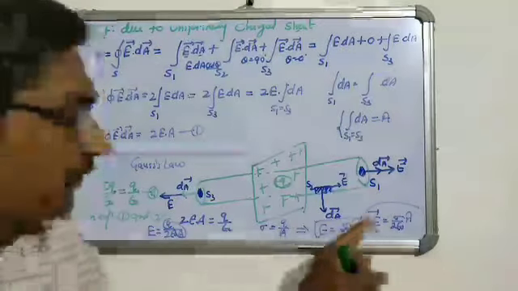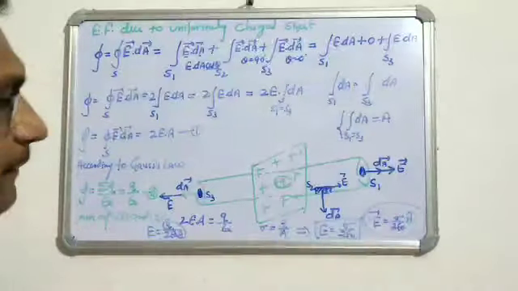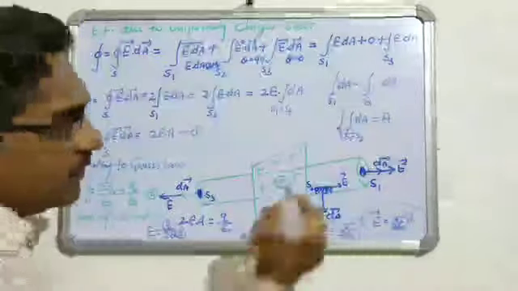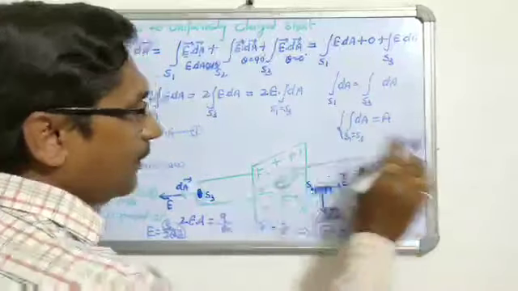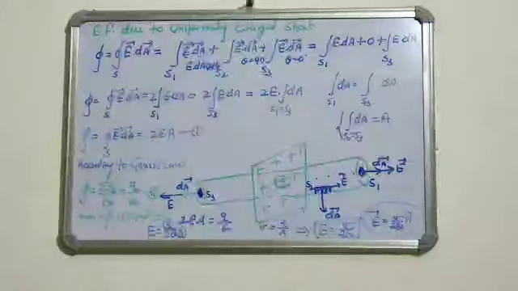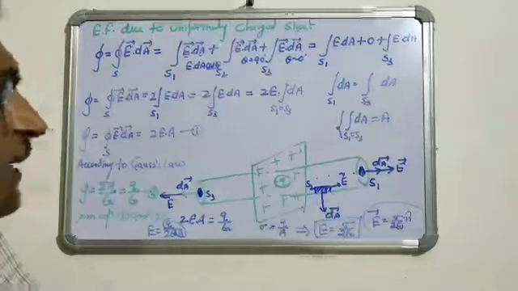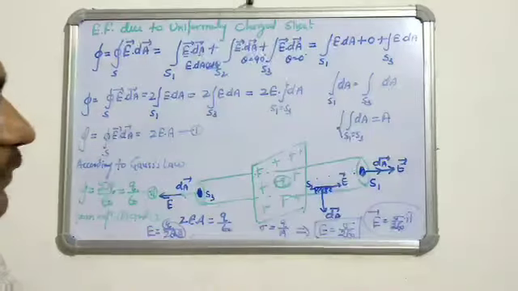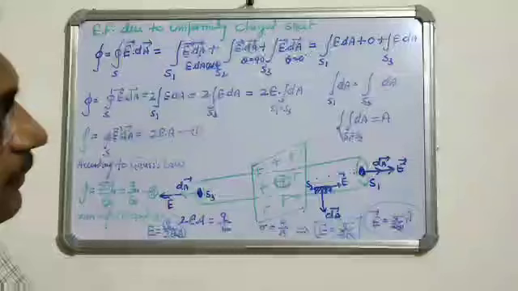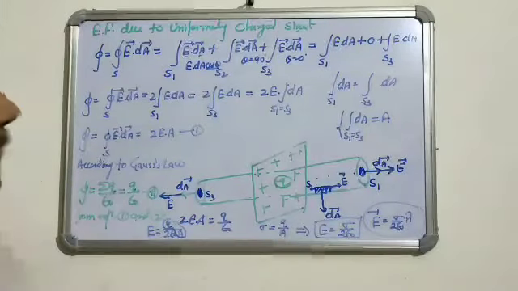Electric field is independent of distance. There is no distance in this formula. That's why we can say that for a uniformly charged infinite sheet, at every point the electric field is the same. That's why sheets are used to provide uniform electric field. This is the derivation of electric field due to a uniformly charged sheet.